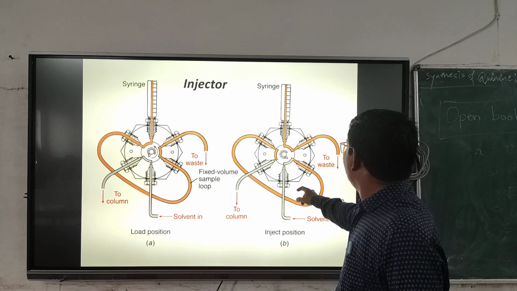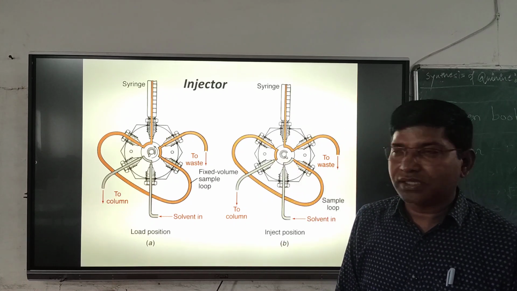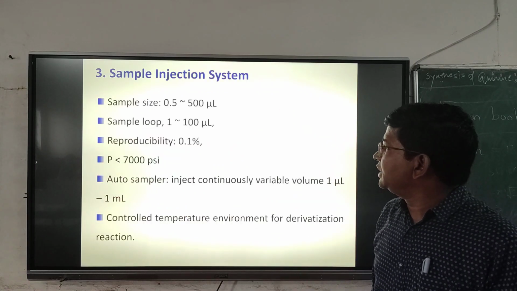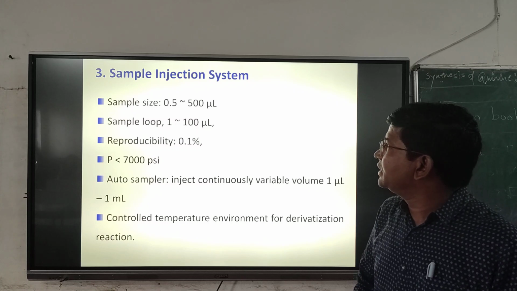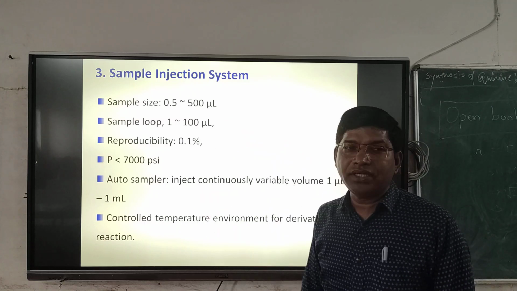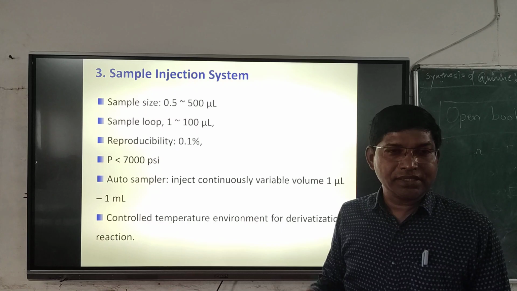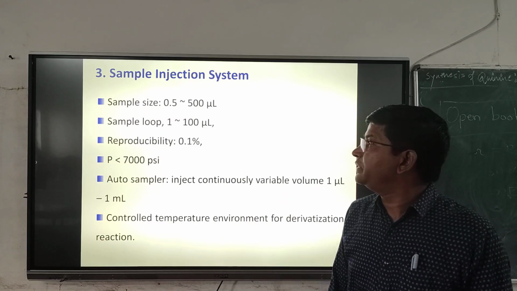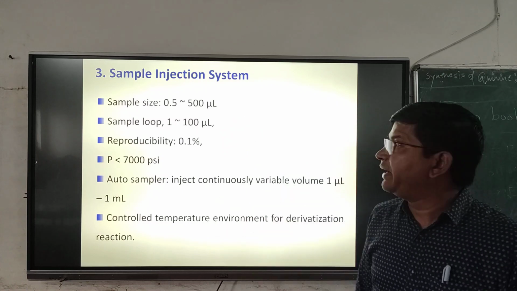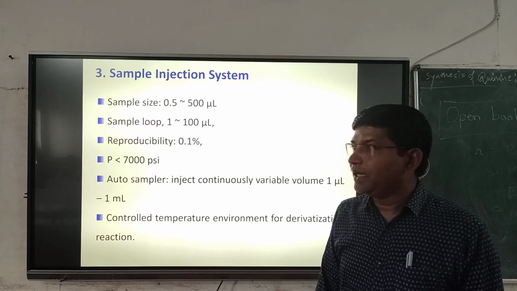Now your chemical substance goes to the column for separation of your compound mixture. So these are the different points in the sample injection system. Generally we inject a liquid sample, and the samples injected into the HPLC should be liquid, 0.5 to 500 microliters, and the sample loop is 1 to 100 microliters.